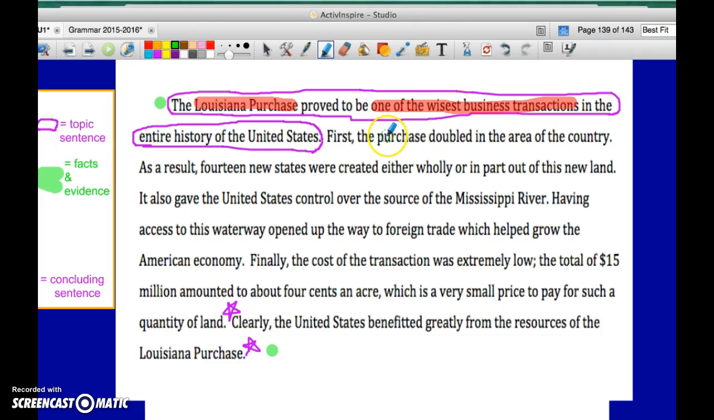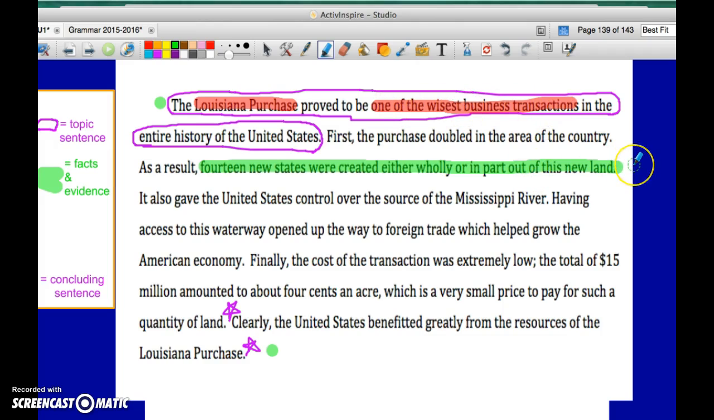You're going to highlight this information with me. So I'm going to read through starting from first, and as I go, I'm going to be highlighting the evidence, the facts and details that support this point. First, the purchase doubled the area of the country. As a result, 14 new states were either wholly or in part created out of this new land. So in the second sentence, 14 new states were created wholly or in part out of this new land. This is a fact that relates to our main idea, one of the wisest business transactions.